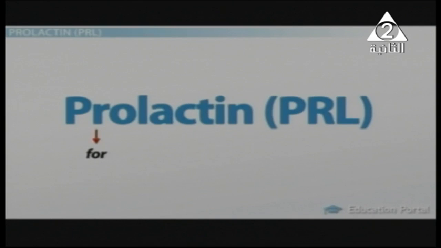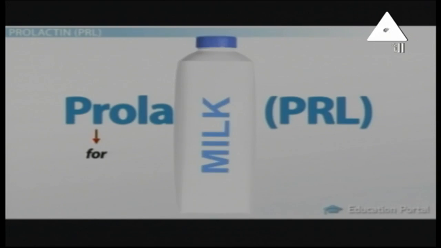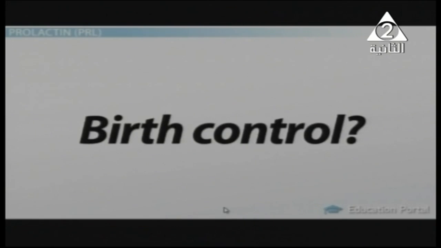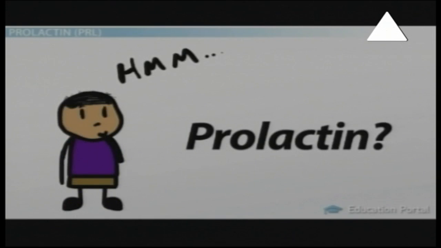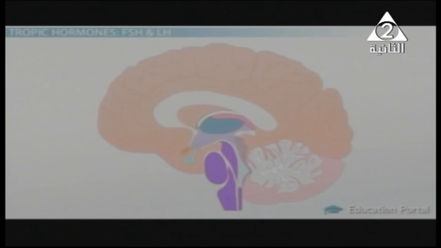And also the prolactin hormone, okay, which stimulates the formation and delivery of milk. Also we have luteinizing hormone, which stimulates the formation of the corpus luteum in females, and formation and secretion of interstitial cells in the testes of males.